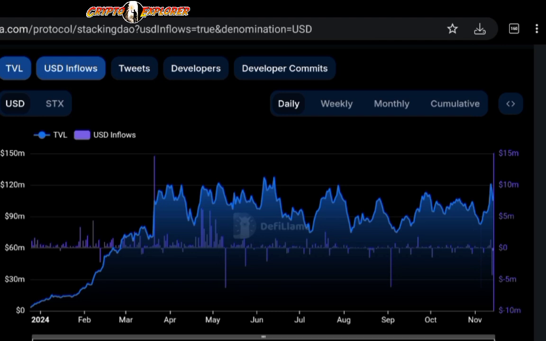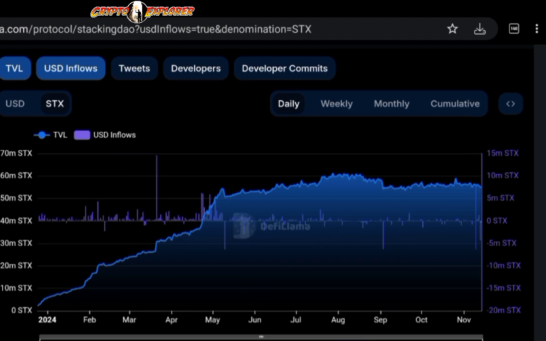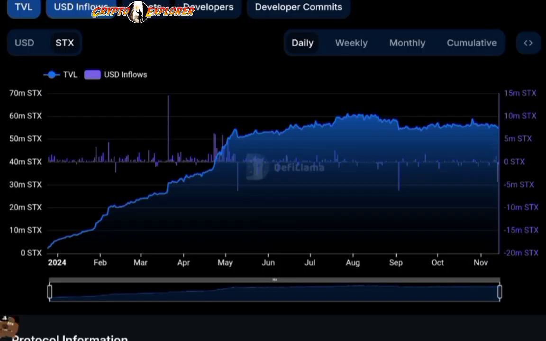If you look closer at the TVL of Stacking DAO, you see that it has some ups and downs if we read it in US dollars, because if you switch up to the Stacks token, you see that they pretty much kept themselves stable, so the money flowing in here has not for the most part left elsewhere.